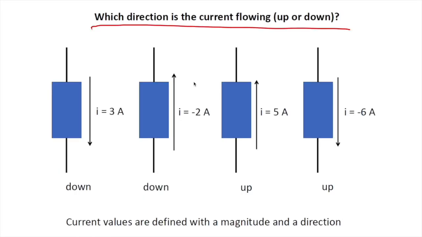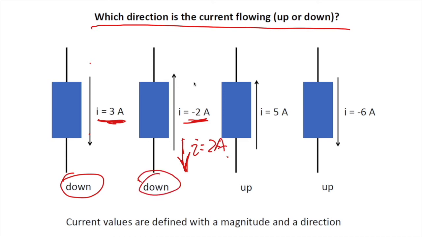So let's take a look at what direction the current is actually flowing. We can see that the reference direction is from up to down and the current is positive. So the actual current is from up to down. And the second one is that the reference direction is from down to up, but it's negative. We can make it a positive one. So we reverse the reference direction and I equals 2 ampere. So the actual current is flowing down.